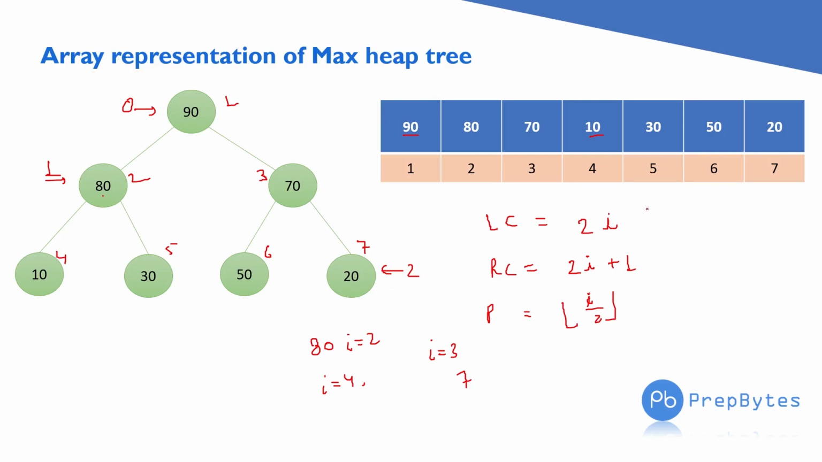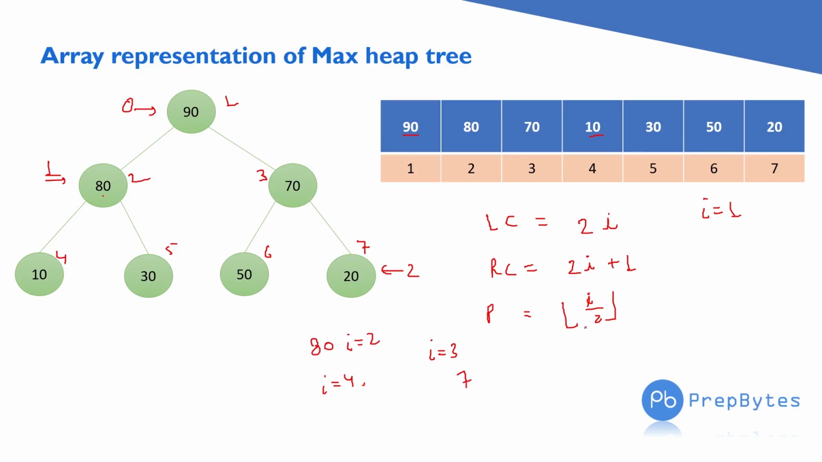Next we can see one more example. For example, we want to know who is the left child of 90. We have seen for 80. So who is the left child of 90? The index of 90 is 1. Put it into this formula. 2 into 1 will become 2. So the left child of 90 is the element at index 2, that is 80. So as we can see in the tree also, the left child of 90 is 80.